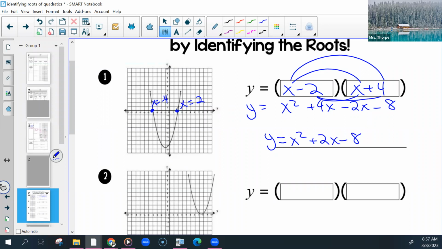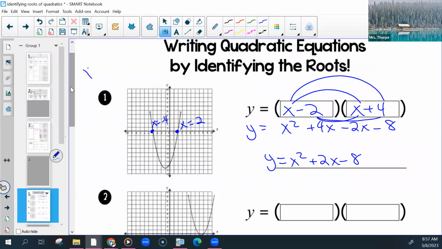But what you'll need to be able to do is, you won't be given this part, you'll be given these and have to find these. So how you would do that is take each factor, set them both equal to 0. So write that off to the side somewhere. And solve.